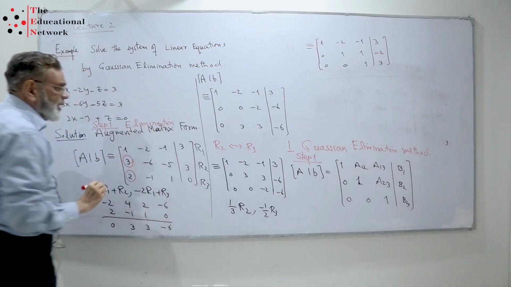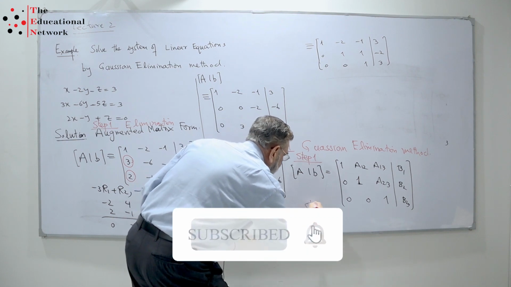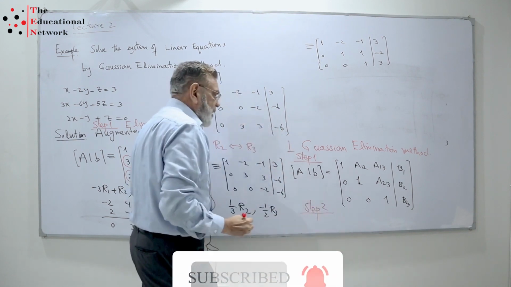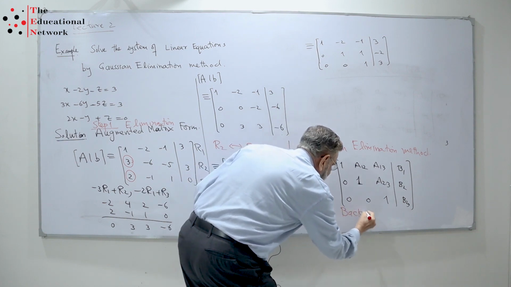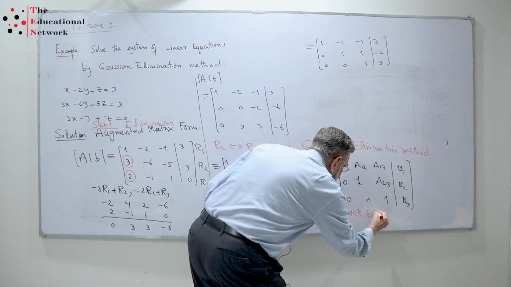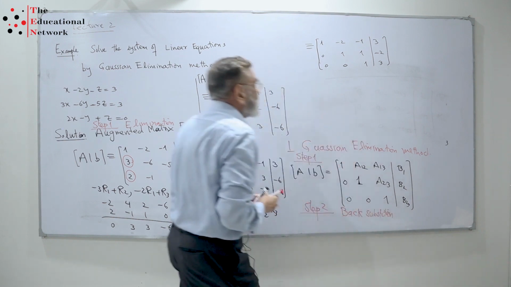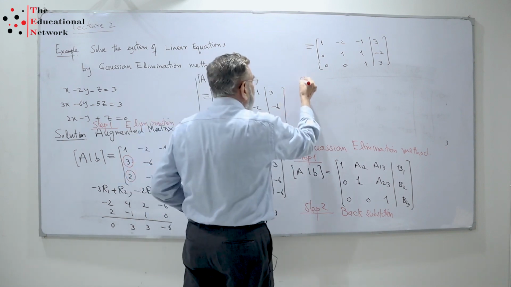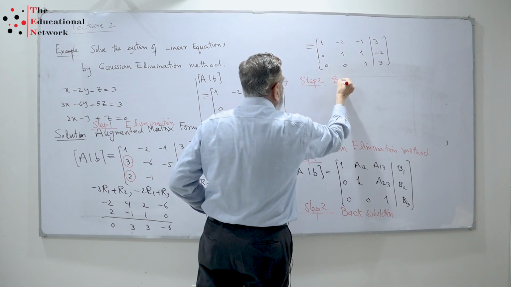So this method is a two-step method. What is step 2? Our step 2 will be, we write the equation form and then we make back substitution. I will show you in this example how we get the back substitution. Through back substitution, we'll get the result. So here is our step 2.